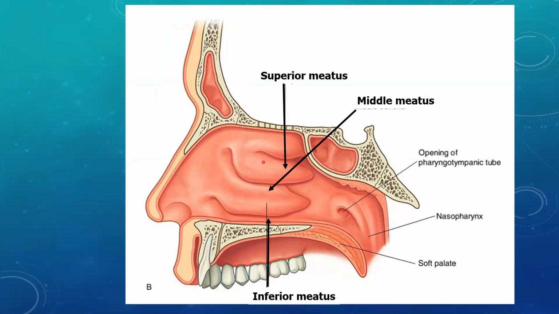Okay, so the other three meatuses. Meatuses are spaces below the projections of bones, which are known as concha. Below the superior concha is known as the superior meatus. Below the middle concha is known as the middle meatus. Below the inferior concha is known as the inferior meatus.